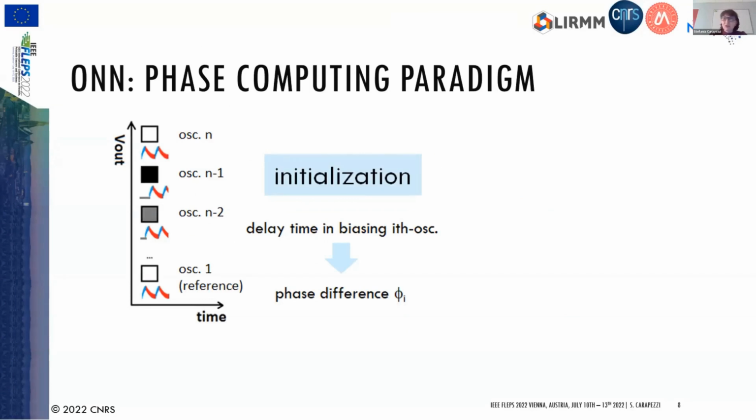So the information in an ONN is encoded in phase difference. In the beginning, all the oscillators are uncoupled, and they are initialized by biasing with a given delay time. This introduces a phase difference between each oscillator and a reference oscillator.